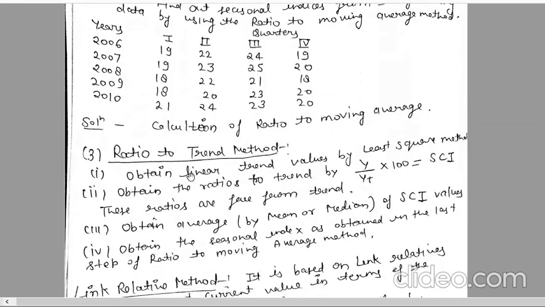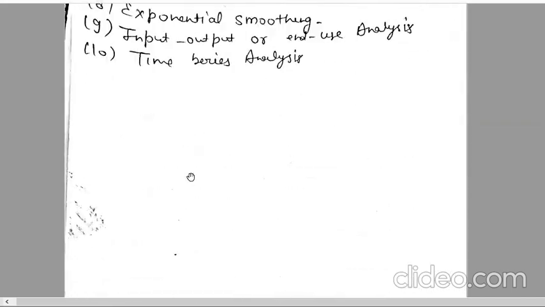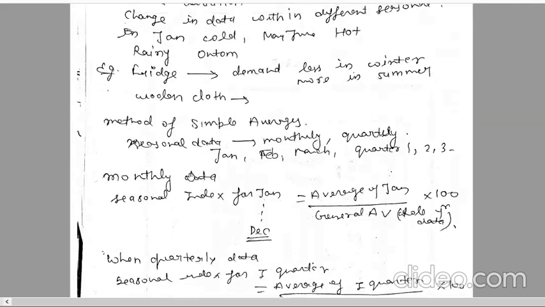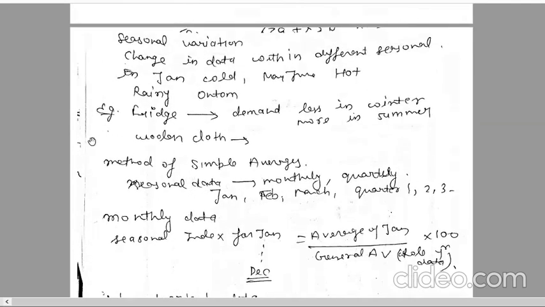Right. Now, there is an example here, seasonal variation, change in data within different seasons, January cold, maybe May, June hot, rainy, right? So फ्रिज की डिमांड कब कब होती है, demand less in winter and more in summer, right? Woolen cloth, as I told you, more demand in winter and less demand in summer.